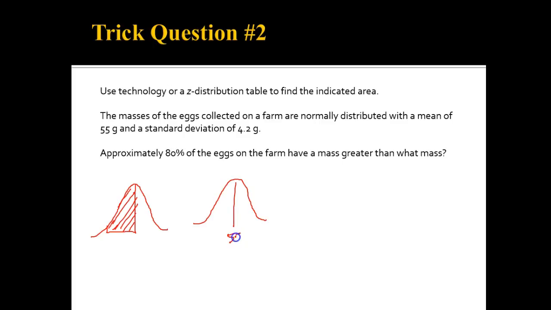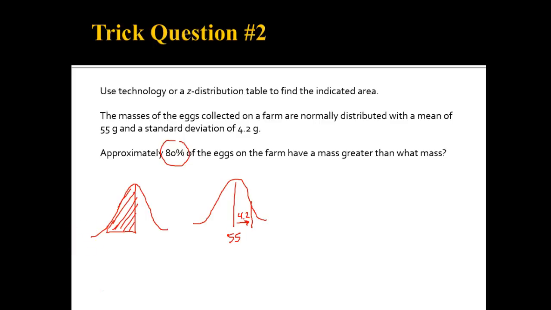Mean of 55. Standard deviation of 4.2. Approximately 80% of the eggs on the farm have a mass greater than what mass? Okay, now 80%, think about that, that's a lot.